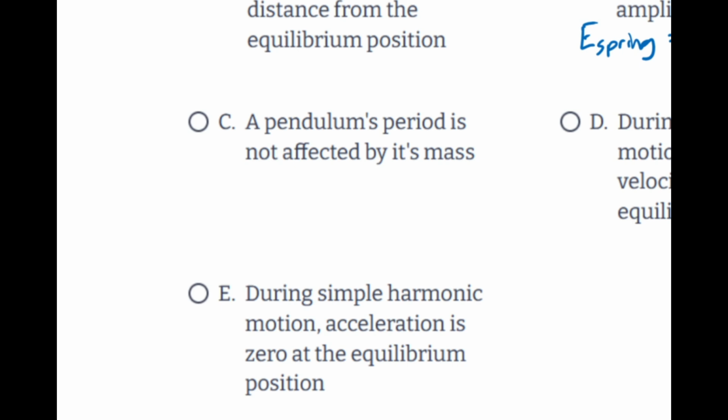Let's continue to evaluate the other statements. Option C, a pendulum's period is not affected by its mass. The pendulum's simple harmonic equation is T equals 2 pi times the square root of L over g. You can see that mass is not included in the equation. Therefore, option C is correct.